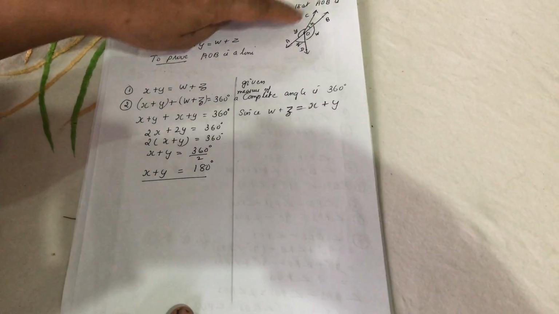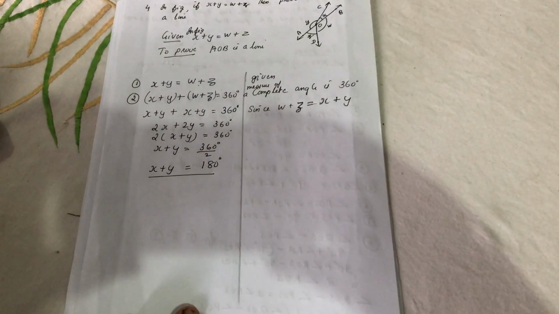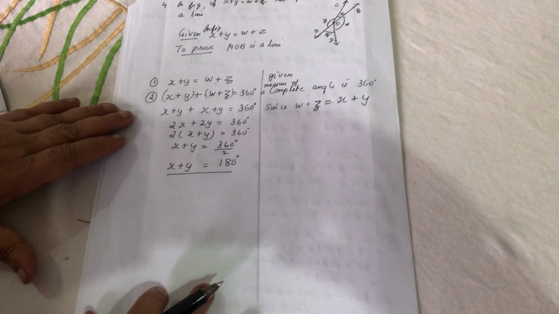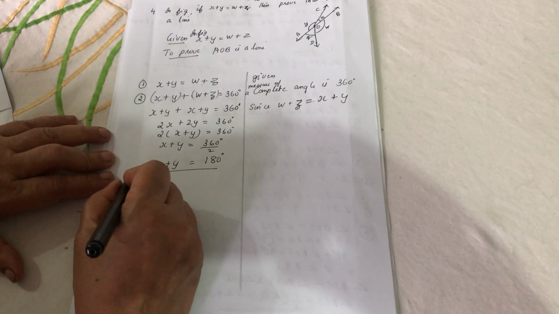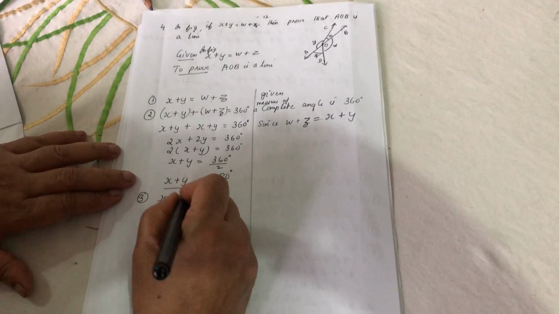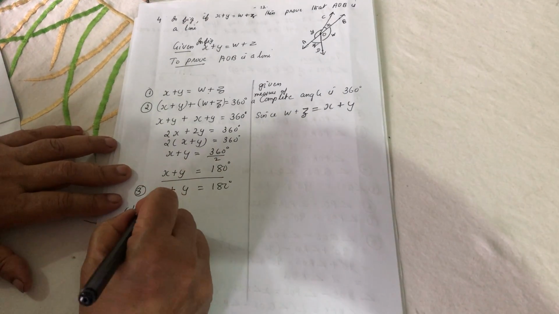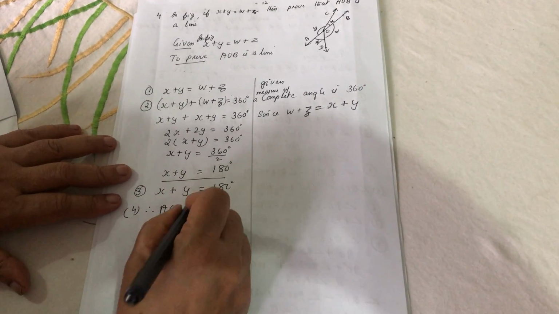If x plus y is equal to 180 degrees, then what is y plus z? That is also 180 degrees. So here you need to prove that AOB is a line. So x plus y is 180 is enough. So third point, I am writing x plus y is equal to 180 degrees. Then fourth point, therefore AOB is a line.